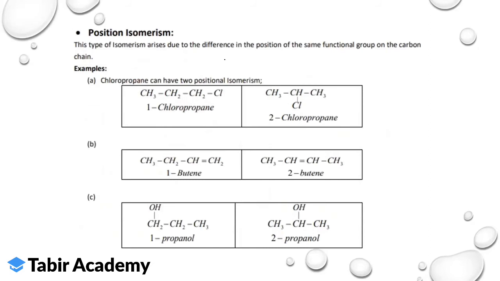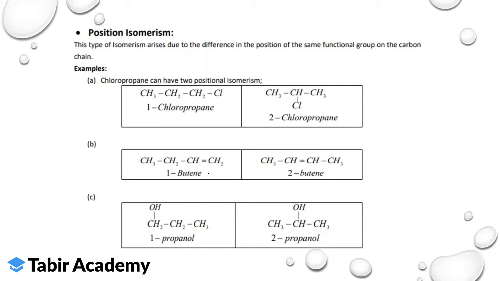Position isomerism, जो हमारा functional group है, if it attaches to position 1, so उस लिहाज से change होगा. If it attaches to position 2, according to that. For example, हमारे पास है chloropropane. Here the chlorine is attached, that is a halogen, it is attached to this carbon, so 1 chloropropane. It is attached to the second carbon, so 2 chloropropane.